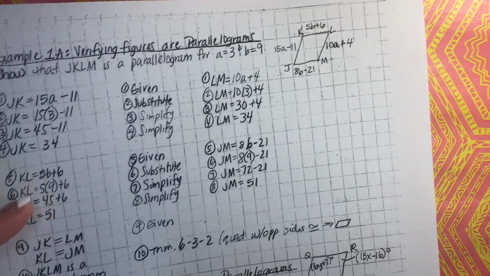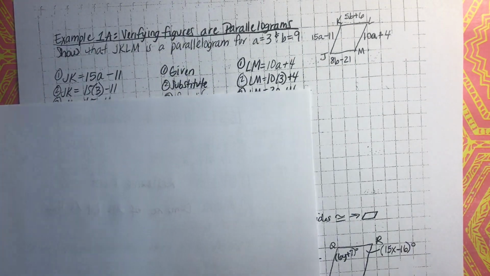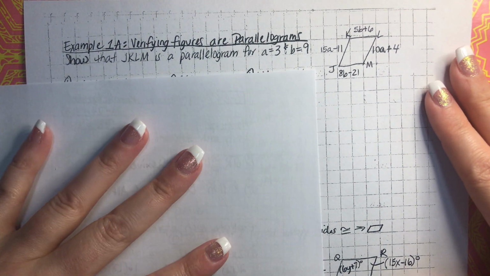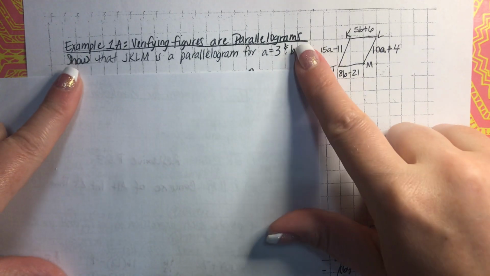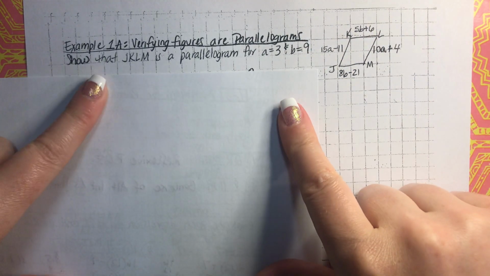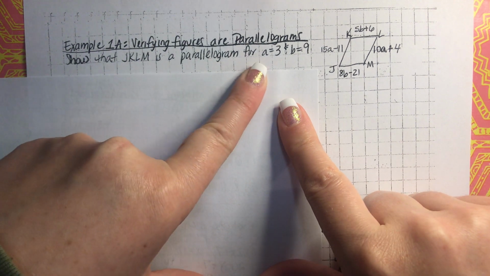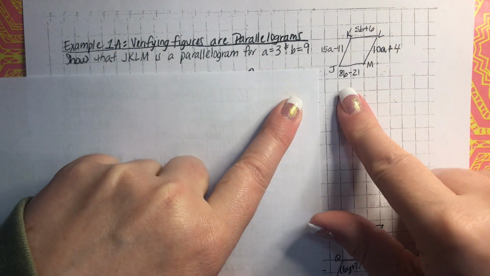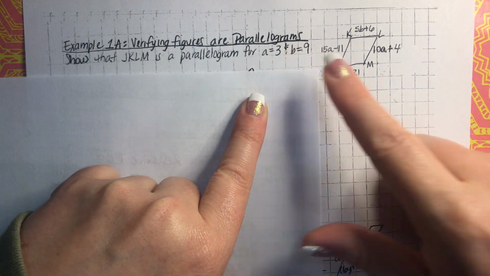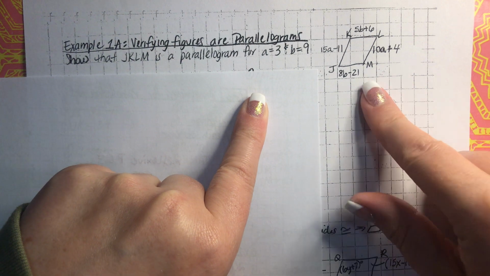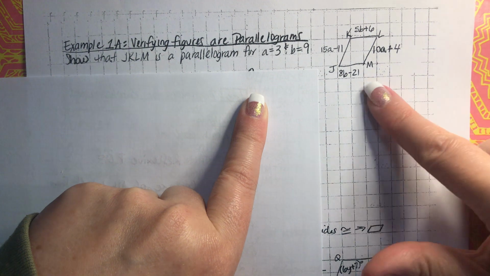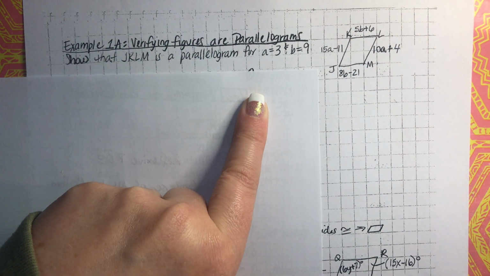What we're going to be doing first is we're just going to be appreciating what's going on. So the first couple we're going to be appreciating, and then we're going to do one together. Okay, so for 1A, we're verifying figures are parallelograms. We have this figure here. It says show that JKLM is a parallelogram when A is equal to 3 and B is equal to 9. Okay, so here we have some algebraic expressions. We're obviously going to have to substitute those values in for these algebraic expressions. Just looking at it, if we have to prove it's a parallelogram, which of those 5 theorems that we just talked about does this look like?